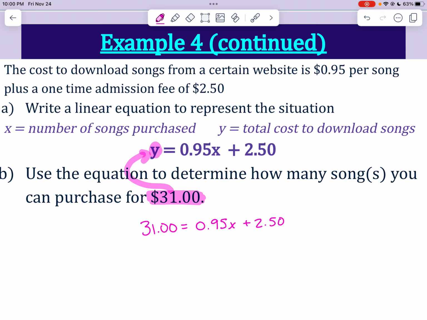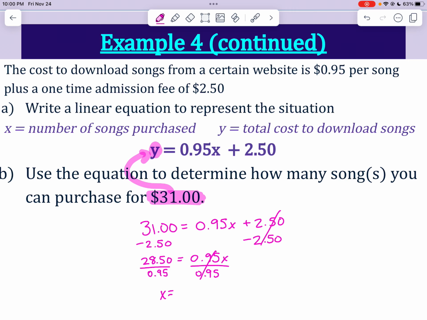Now we need to solve for X to figure out how many songs we bought. So I'm going to get rid of the constant, 2.50. It's adding, so I'm going to use the inverse operation and subtract. That leaves me with $28.50 equals 95 cents per song. So we need to divide that $28.50 by 95 cents to figure out how many songs we were able to purchase.